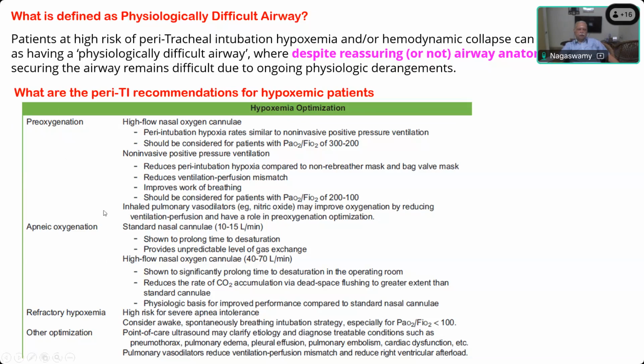The second thing, nowadays all of you know there is a terminology called apneic oxygenation, which uses a standard nasal cannula or a high flow nasal cannula with 40 to 70 liters of oxygen per minute. The mechanism of apneic oxygenation by itself is a short note question. When the patient is not breathing or making any respiratory attempts, how oxygenation can be maintained is what is called apneic oxygenation.